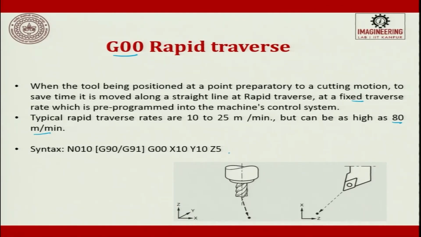So, the syntax when we use this G00 command: this is the numbering of the block, N0010, and then you can say whether to follow absolute scale or incremental scale, any one. Then you say G00, which is rapid traverse, and then you define the x, y and z motion. This will be the destination point to which the tool will move.